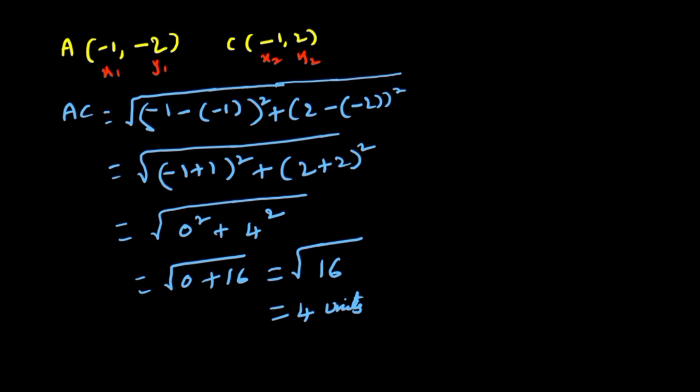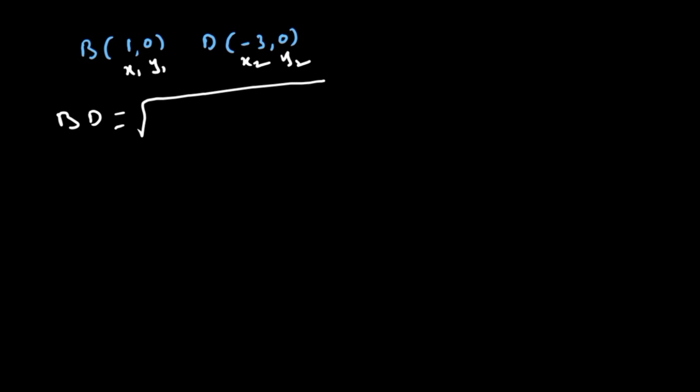Next we should find the distance BD. So B is 1 comma 0 and here D is minus 3 comma 0. So this is x1, y1, x2, y2. So the distance between BD is root of x2 minus x1, that is minus 3 minus 1 whole square, plus y2 minus y1, this is 0 minus 0 whole square.